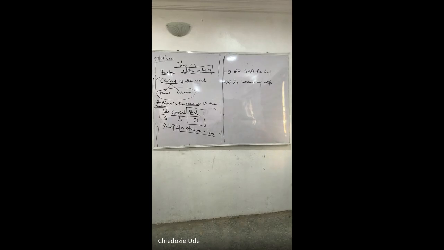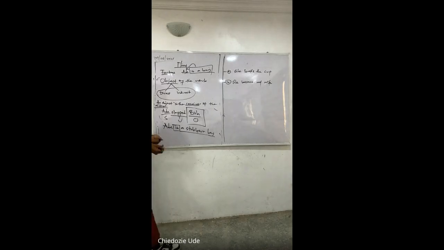Quick one. Any verb that has an object is a transitive verb. Just note that. Any verb with an object is a transitive verb. So we have two types of objects. We have the direct objects and we have the indirect objects. Now let me give you an example of direct and indirect objects. It's very easy, but many people often mix them up.